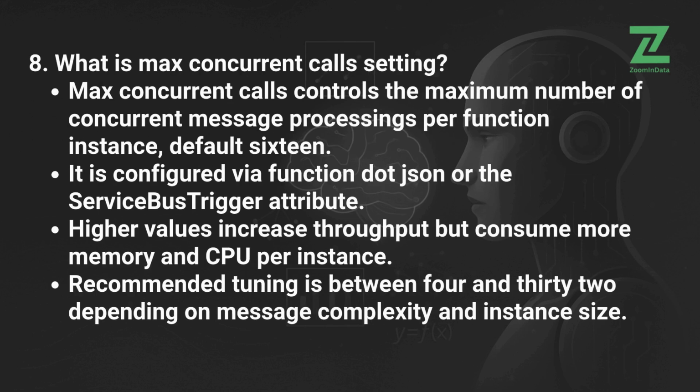8. What is the max concurrent calls setting? Max concurrent calls controls the maximum number of concurrent message processings per function instance, default 16. It is configured via function.json or the Service Bus trigger attribute. Higher values increase throughput but consume more memory and CPU per instance. Recommended tuning is between 4 and 32 depending on message complexity and instance size.